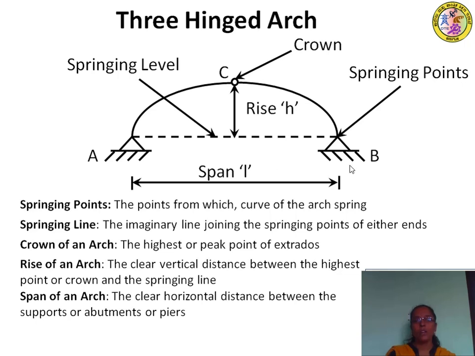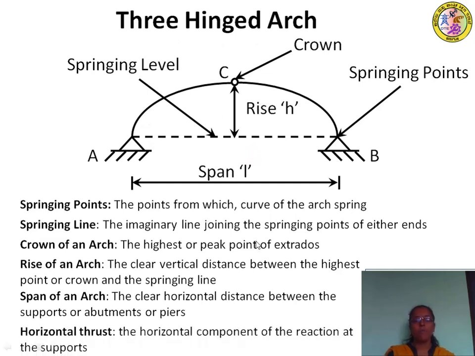Why? 1, 2 and 3. Three hinges are there, therefore it is called a three-hinged arch. Now what do you mean by horizontal thrust? As I have already told, you have to apply the horizontal reactions. Therefore, when the hinges are provided at the supports, definitely there exist horizontal reactions. So this HA and HB are the horizontal components. Therefore, they are nothing but the horizontal thrust.